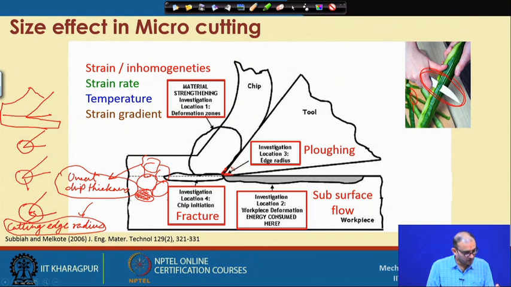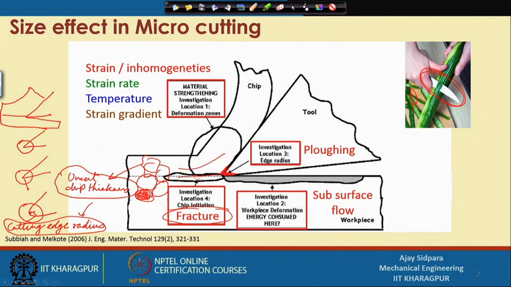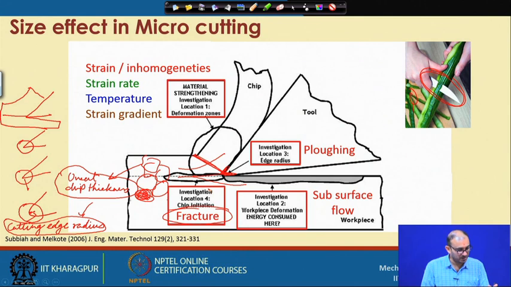Whenever your tool edge or cutting edge encounters this defect, it is easy to remove material. But we know that at micro scale, the probability of encountering this defect is very low. So, we have to see in which case our material will be efficiently removed in terms of chips. Here fracture is also one important thing, so chip initiation, because if it is a brittle material, then you will get crack propagation. If it is a ductile material, then you will get a different type of mechanism: plowing or chip removal or shear deformation or plastic flow from this particular part. So, these are the 4 different investigation locations where we have to understand how these things are different from the conventional machining processes.